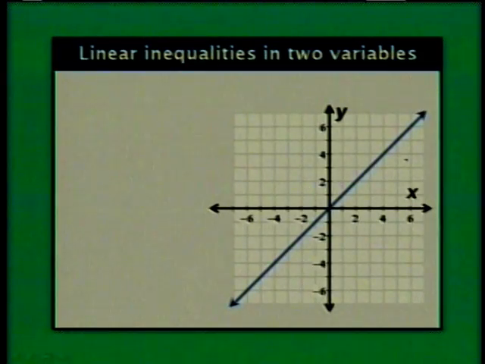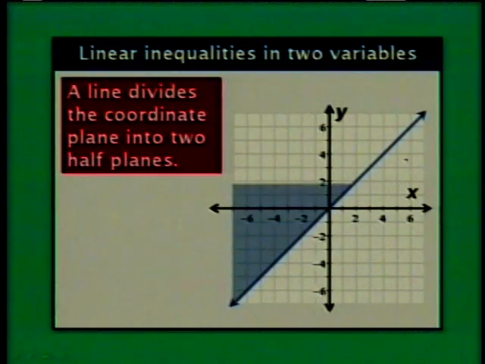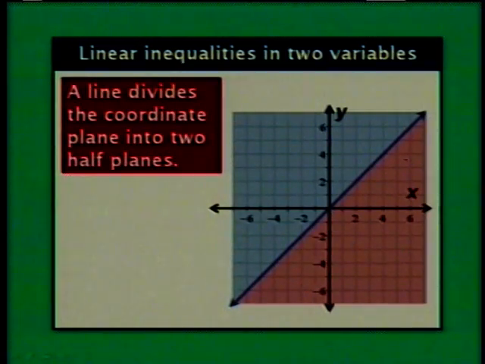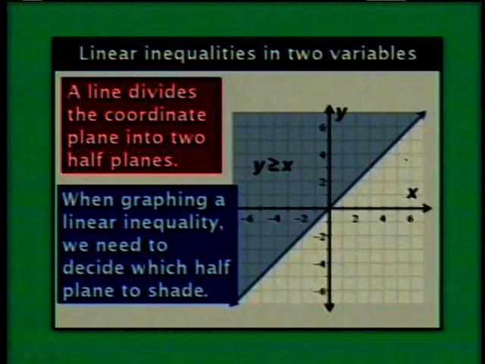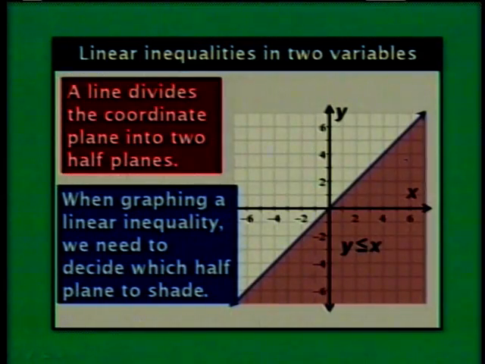So now I want to summarize some of the things that we've talked about in this portion of the lesson. We're looking at linear inequalities in two variables. A line divides the coordinate plane into two half-planes. When graphing a linear inequality, we need to decide which half-plane to shade, the half-plane above the line or the half-plane below the line. For instance, in y is greater than or equal to x, we shade the half-plane above the line. When y is less than or equal to x, we shade the half-plane below the line.